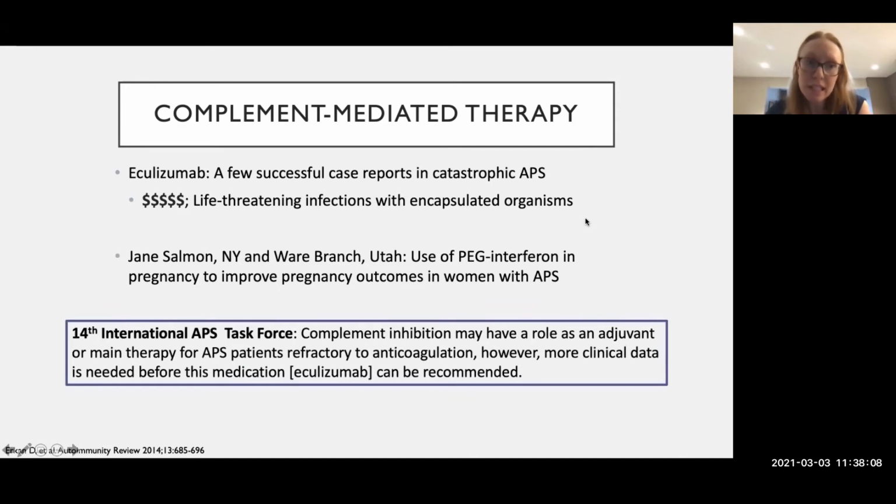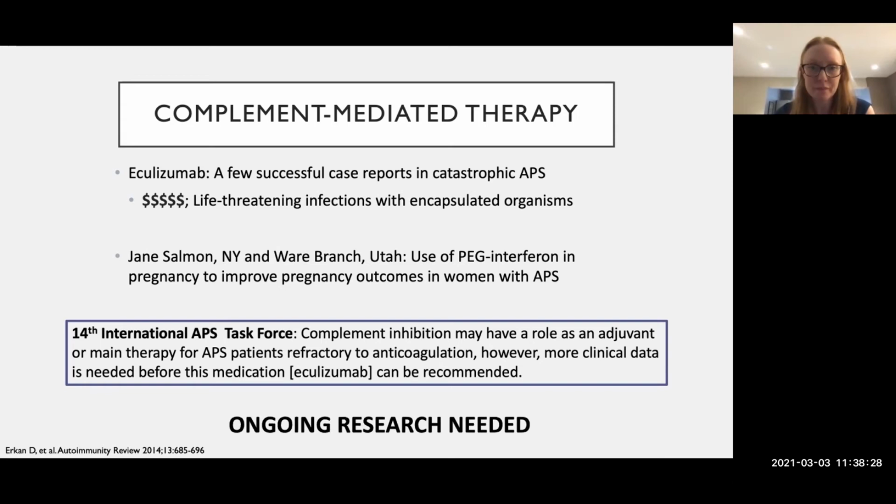And so our most recent guidelines from the Antiphospholipid Syndrome Task Force, from the APS Action Group, say that complement inhibition may have a role as an adjuvant or main therapy for patients refractory to anticoagulation, but more clinical data is needed first. And so ongoing research is needed.